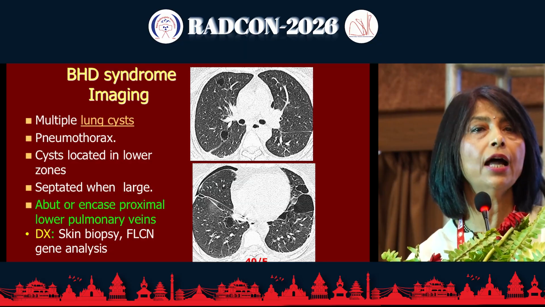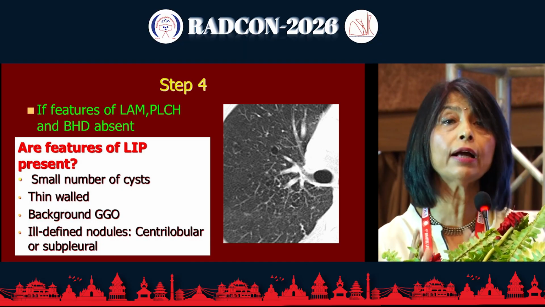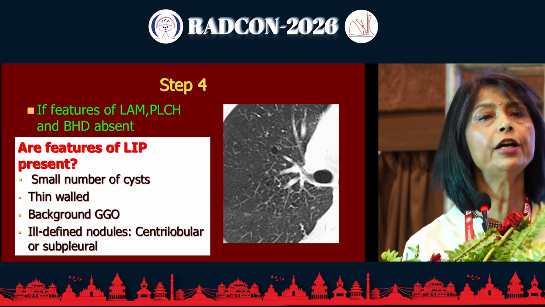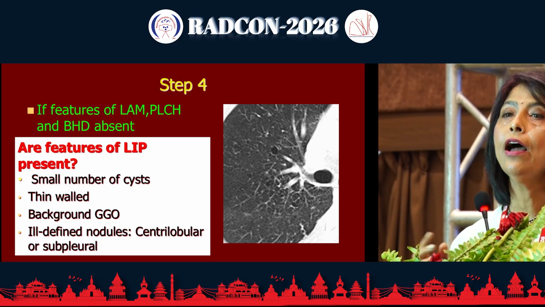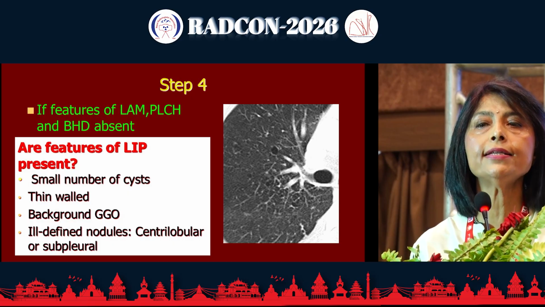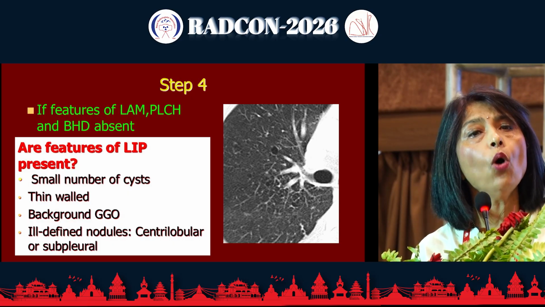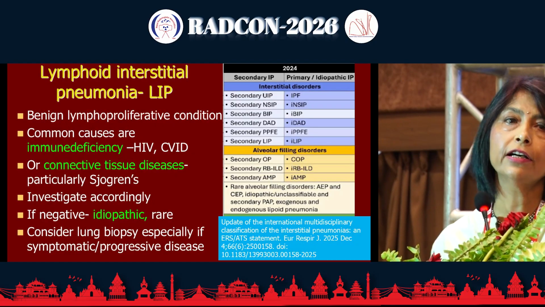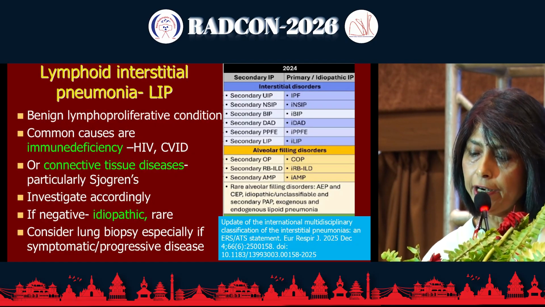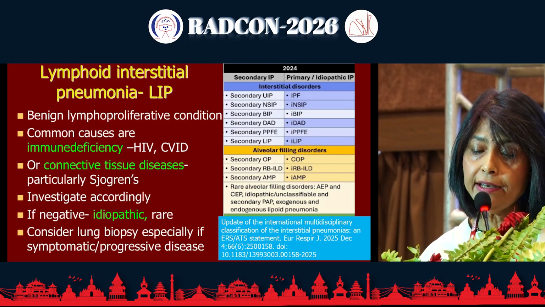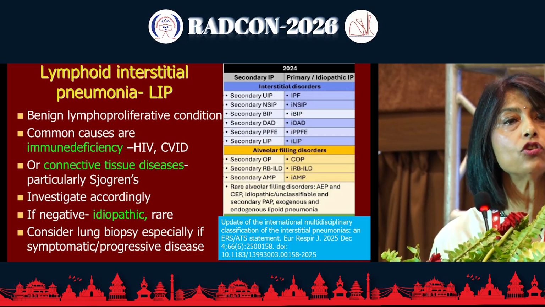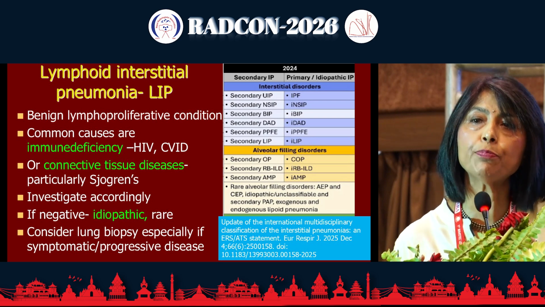We now come to the last entity of the 4 classical cystic lung diseases, which is lymphoproliferative interstitial pneumonia. Again, what form of disease is it? Lymphoproliferative. What are lymphoproliferative disorders and what are the risk factors? At one extreme end of the spectrum, we understand lymphoma, isn't it? But LIP is also in the same spectrum.